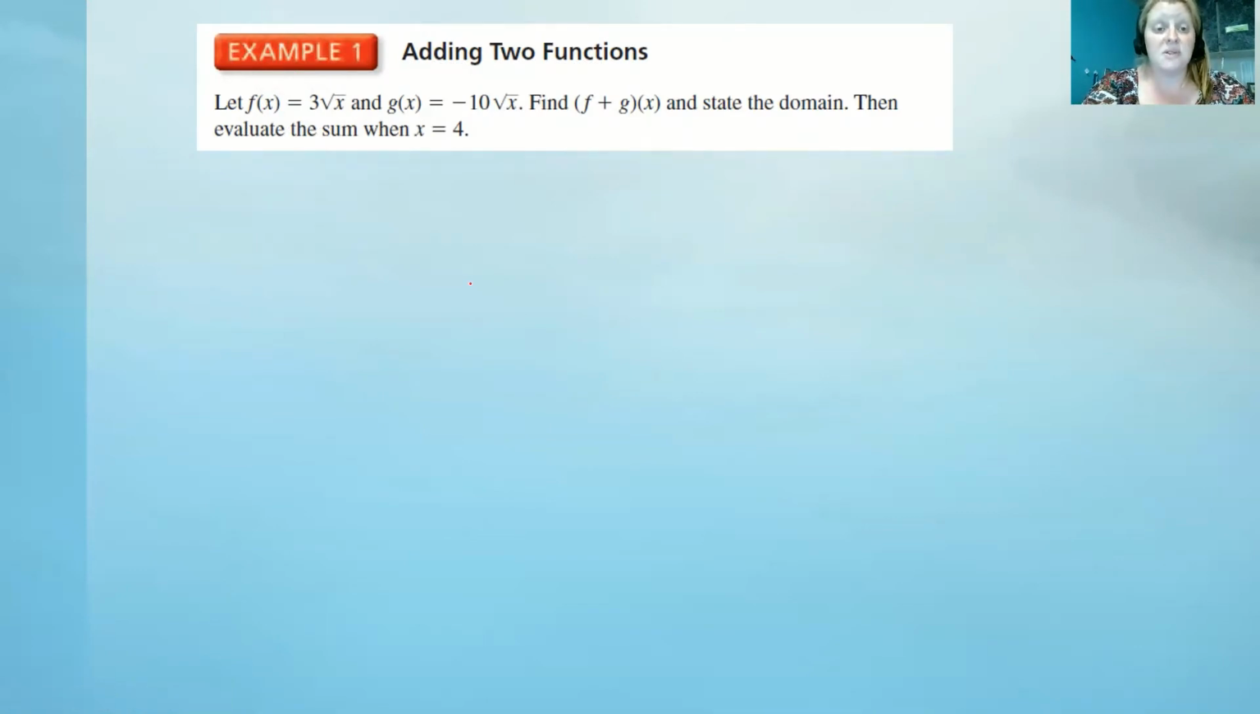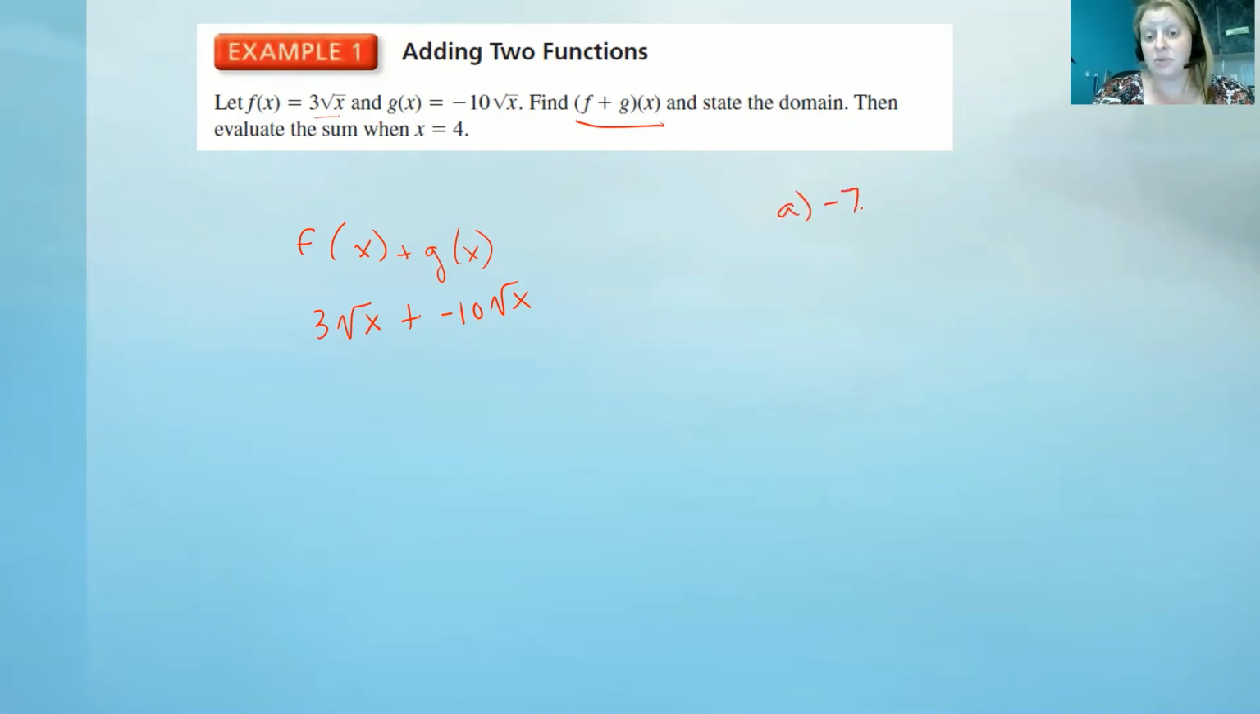All right, so we'll do a first example. They're giving us a function f of x and a function g of x, and they want you to add the functions together. So the first thing I would do is decode this to make myself realize this means f of x plus g of x. And then I'm going to substitute in my formula. So for f of x, I'm going to get 3 root x. And for g of x, I'm going to get negative 10 root x. Now I can go ahead and combine my like terms because these are the exact same radicand. 3 minus 10 is negative 7. And you just keep the root x.